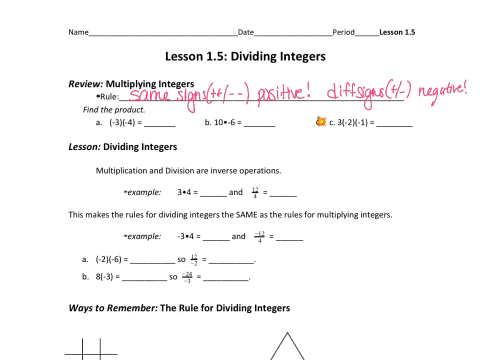Okay, so find the product. Why don't you go ahead and try those on your own before you press pause. Try those on your own. When you have them done, press play. Okay, and here are the answers. Alright, so continuing on, lesson dividing integers. So multiplication and division are inverse operations. So another word for that is opposite.